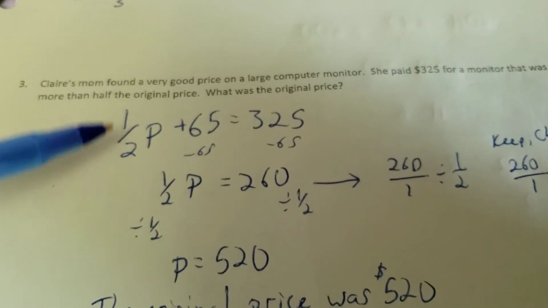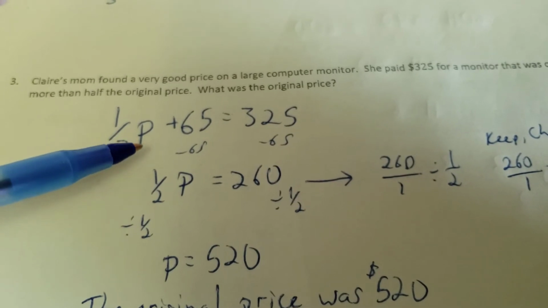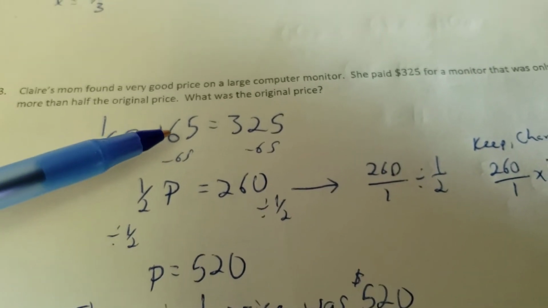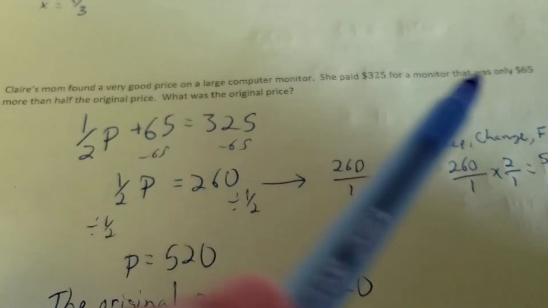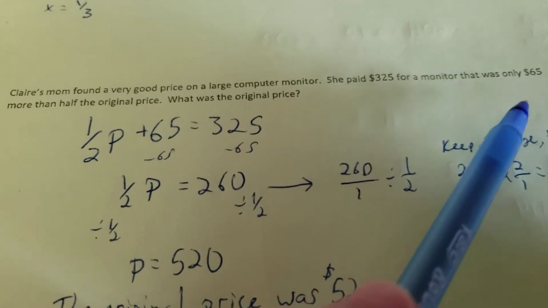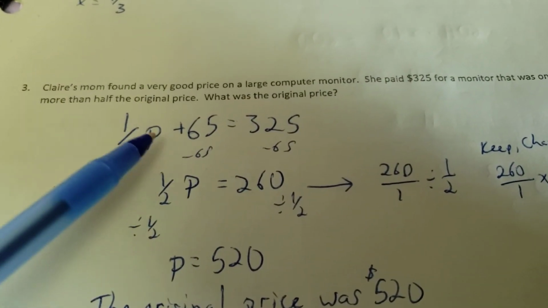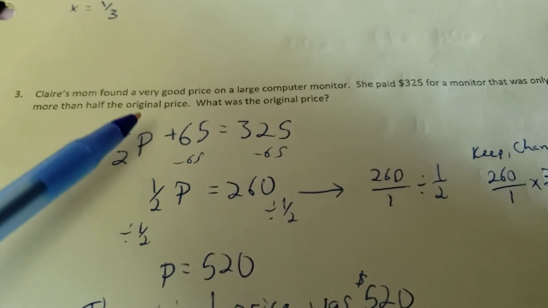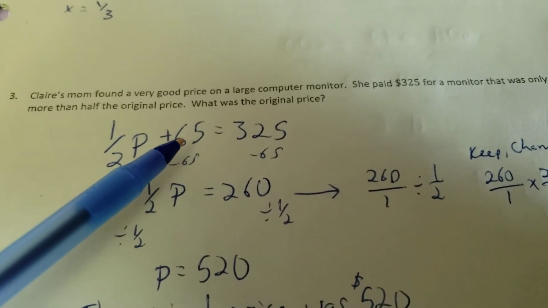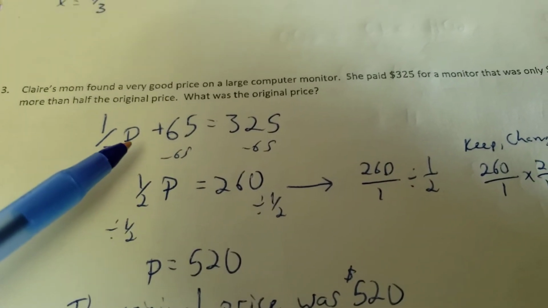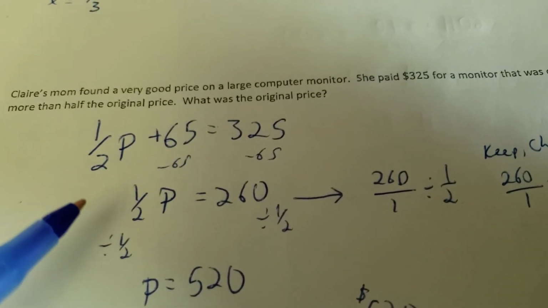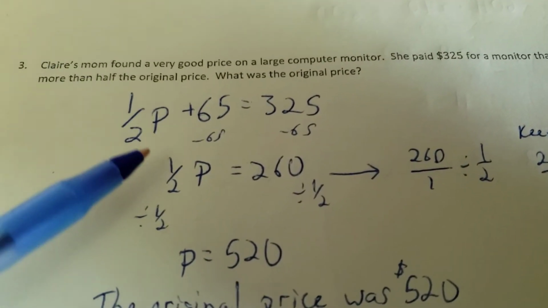So half of the original price, so half times P, plus 65, because remember, it's only $65 more than half the original price. So whatever half the original price was, you need 65 more than that, so you have to add 65. So really, 1/2 times P plus 65 equals 325. A little tougher one to think about building, for sure.